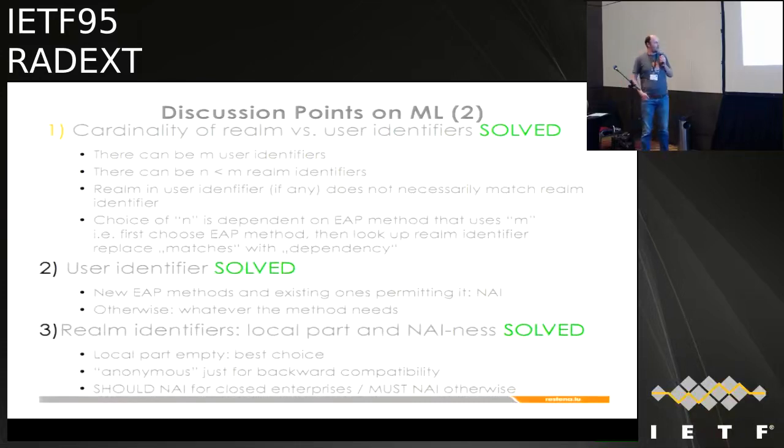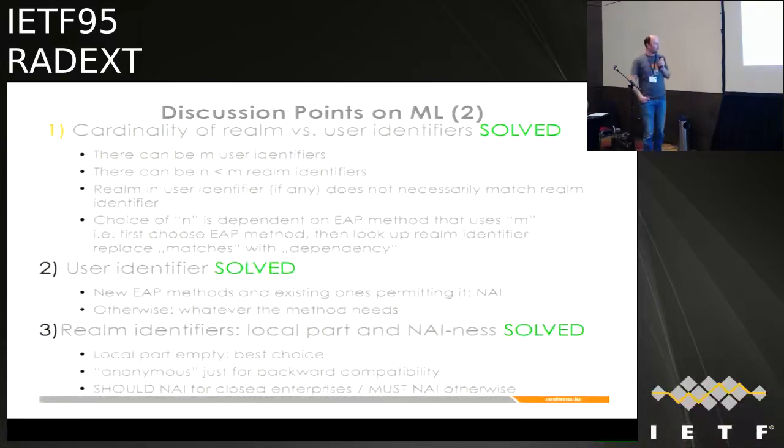In terms of the user identifier, that was probably the most controversial point at this point. So if somebody were to create a new EAP method, probably it would be a good idea if that person used NAI identifiers for its user identifiers. But if that is for some reason not possible, and also especially for existing EAP methods, we're not suggesting any changes to the deployed reality out there. So this is only advice for the future. If you happen to design a new EAP method, it would be better if you use an NAI.